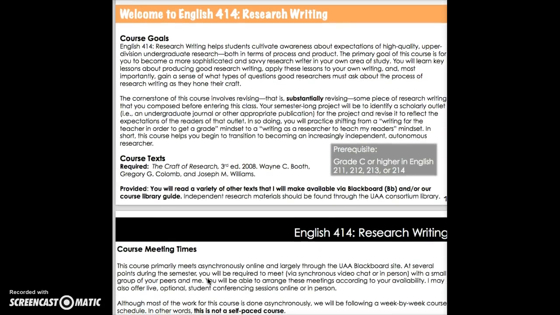So here is our description of the course. The whole point is for you to understand the expectations and the methods for producing high quality research at the upper division undergraduate level, which folds right into new graduate students for those of you in the class who are at that stage. So it's kind of doing both at the same time.